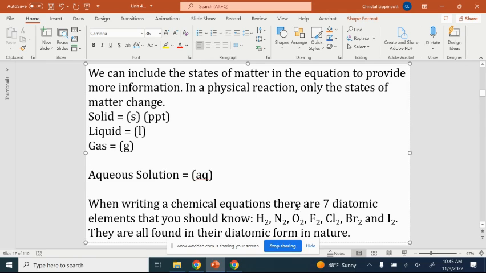When writing your chemical equations, remember your Brinkelhoffs. Some of you forgot that very quickly last chapter.